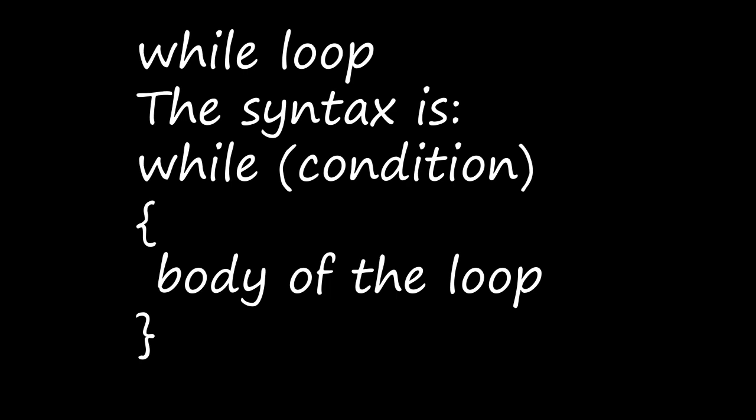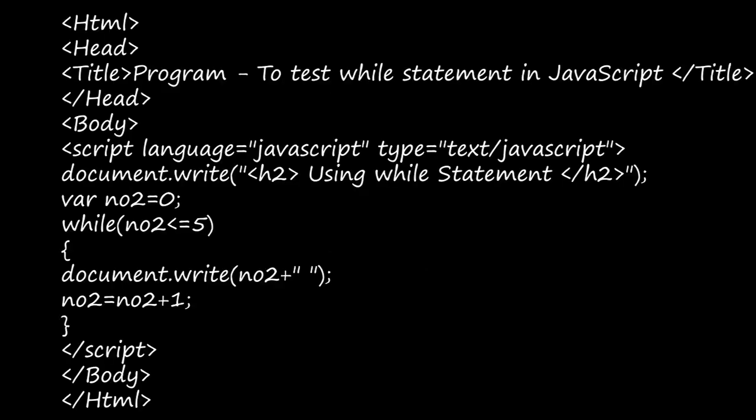Okay, so we are going to see this example for while loop. The while loop example is on page number 326; you just refer to it. First line is HTML and then the head tag. Inside that, the title tag: program to test while statement in JavaScript. Then you have closed the title tag and the head tag, and we have opened the body tag. Inside the body tag, first is the script language, to include the JavaScript inside the HTML coding. Script language is equal to JavaScript, type is equal to text slash JavaScript.